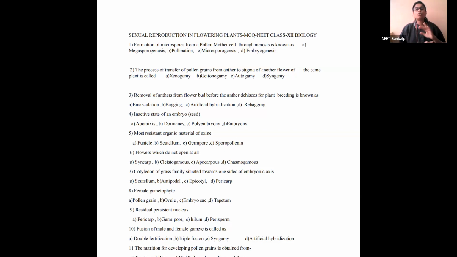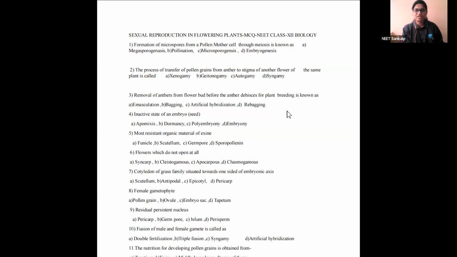Flowers which do not open at all in their lifetime, what are they called? Option A, syncarp. Option B, clistogamous. Don't answer until I complete the options. Option C, apocarpous. Option D, chasmogamous. What is your response? Jyoti, Priyanka, Radhika, Anvita answered option B, clistogamous. Very good, it is the right answer. Clistogamous, flowers which do not open at all.